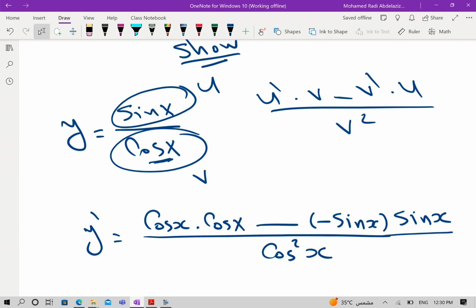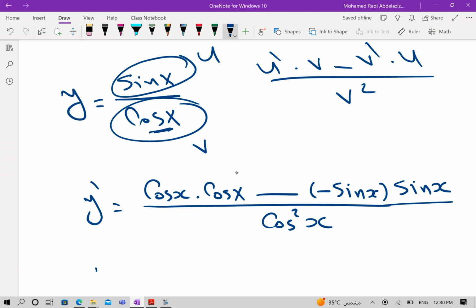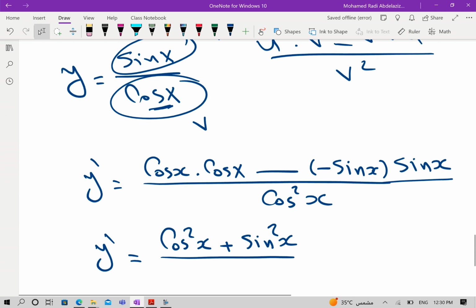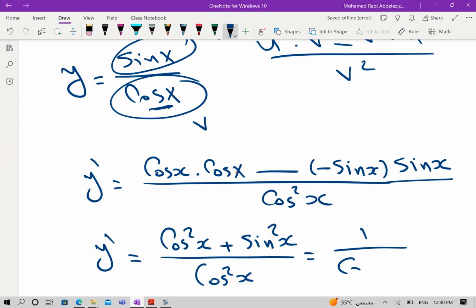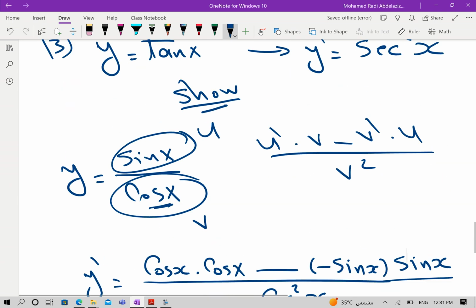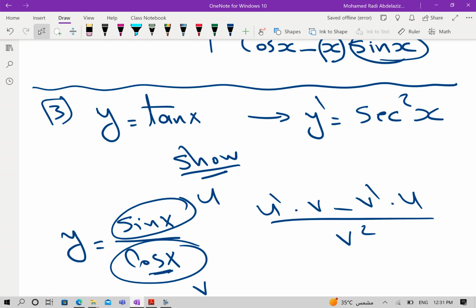Tan is sine over cosine, u over v: u dash times v minus v dash times u divided by v squared. y dash is cosine times cosine, cosine squared, negative negative positive sine squared, divided by cosine squared x. The answer is 1 over cosine squared x, reciprocal of cosine is sec squared x. Show that differentiation of tan is sec squared.